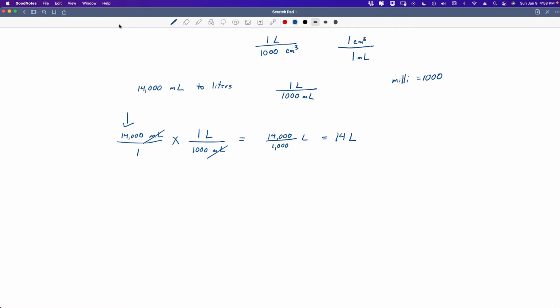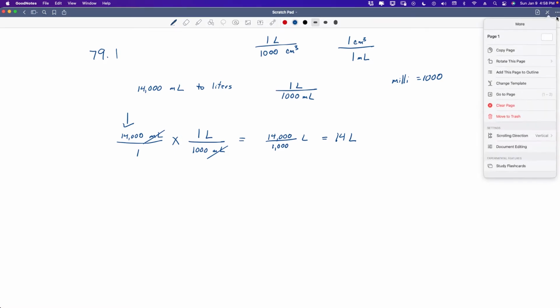All right, that was 79.1. We're going to do 79.2. It's actually pretty straightforward, but I'm going to do it on another page anyway. Pause if you need to. I'm going to clear the page.